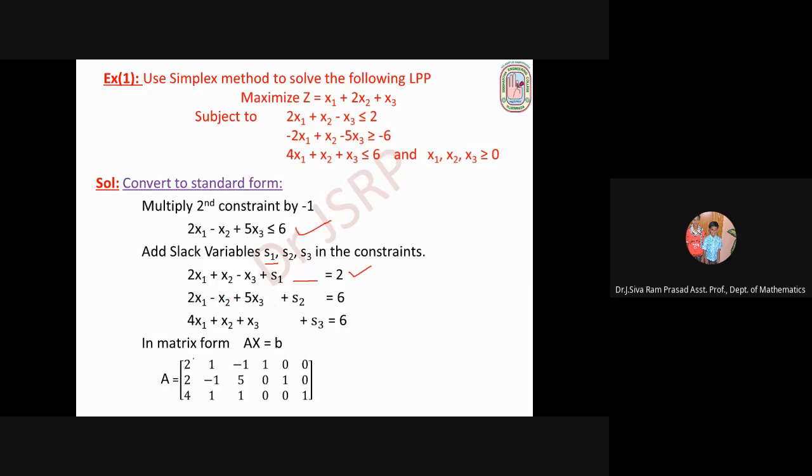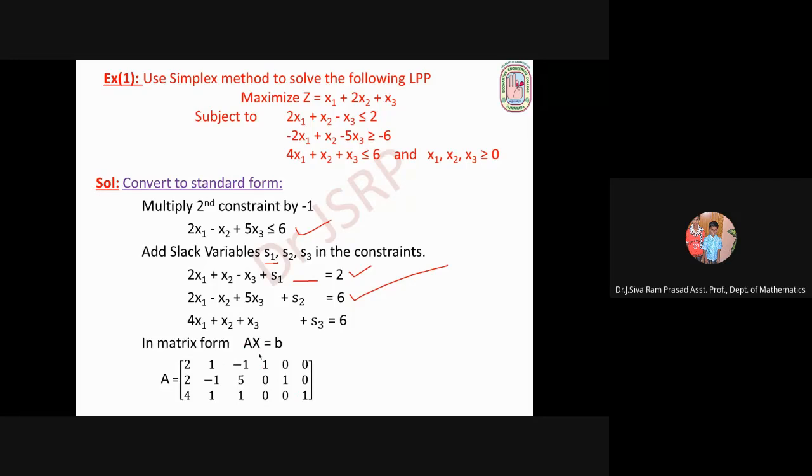So x1 coefficient 2, x2 coefficient minus 1, x3 coefficient 5. There is no S1 term, coefficient 0, S2 coefficient 1. There is no S3 term, coefficient 0. Okay, this is the second row. Next, third row, coefficients of the third constraint. So x1 coefficient 4, x2 coefficient 1, x3 coefficient 1. There is no S1, S2 terms, so the coefficients are zeros. S3 coefficient 1. So this is the coefficient matrix, capital A.